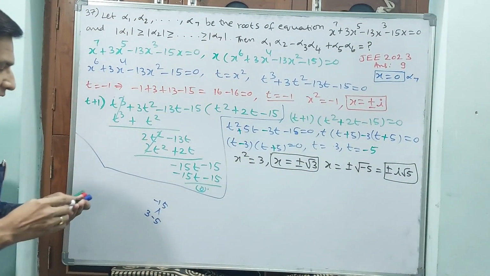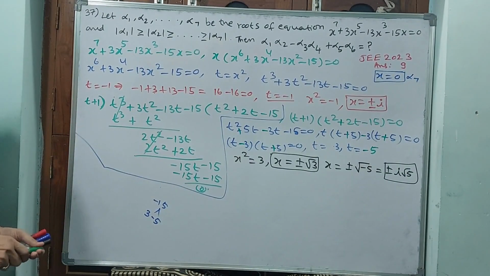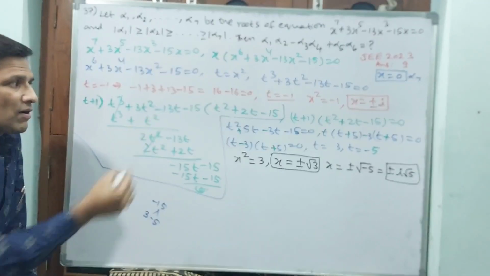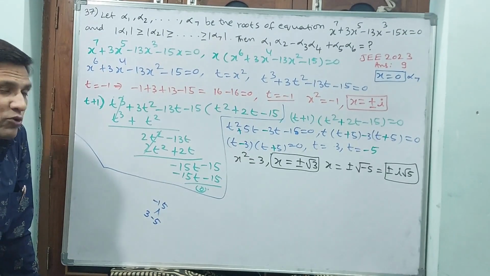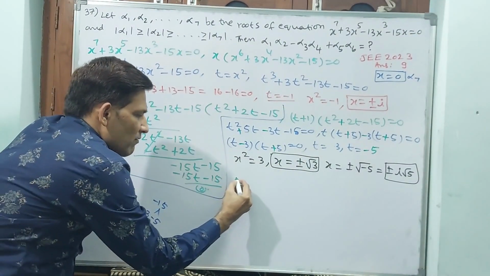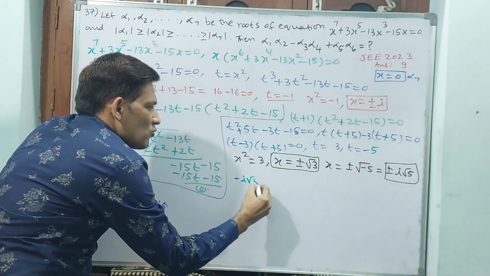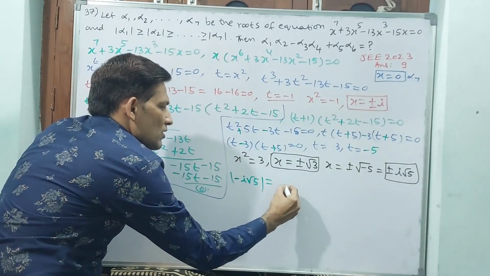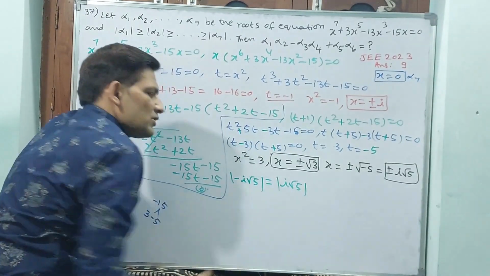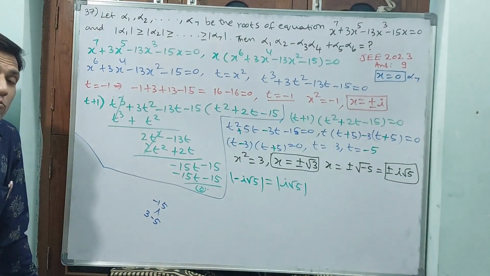Now you tell me which is alpha 1, which is alpha 7. Highest is how much? Why? Because the modulus you have to keep. See here, what I want to say, modulus of minus i root 5 is equal to modulus of plus i root 5. Is it okay? Yes, why? Because when you apply modulus, it is okay.